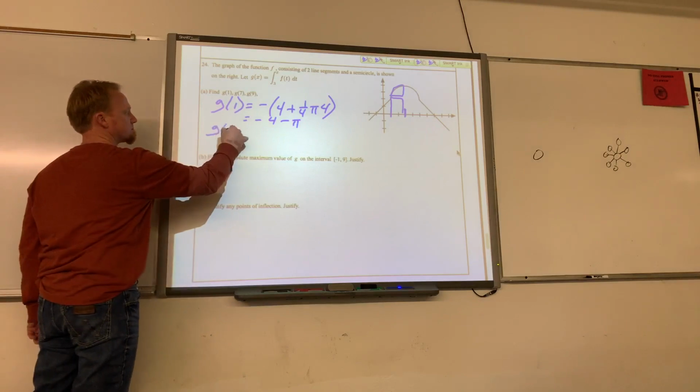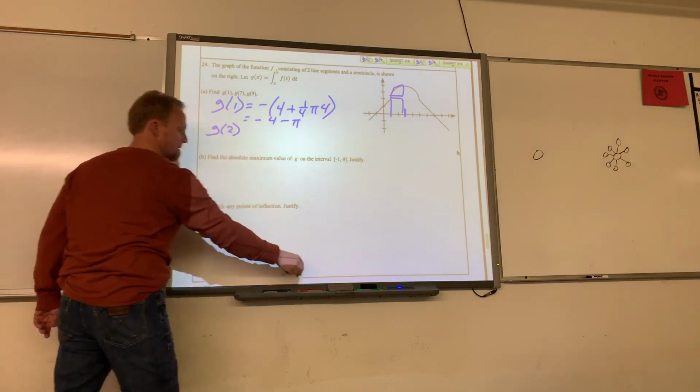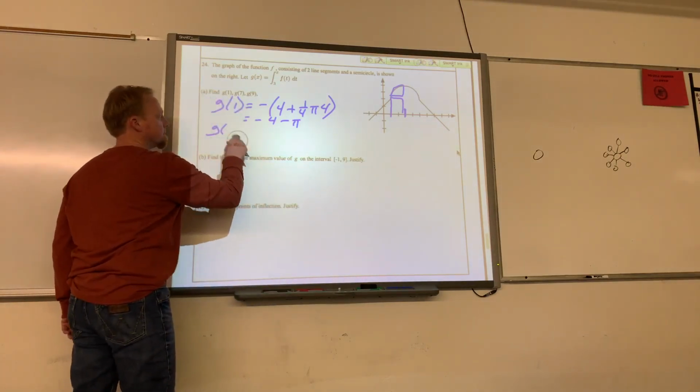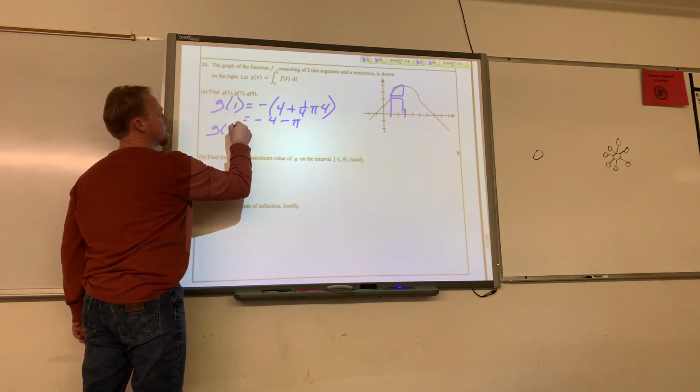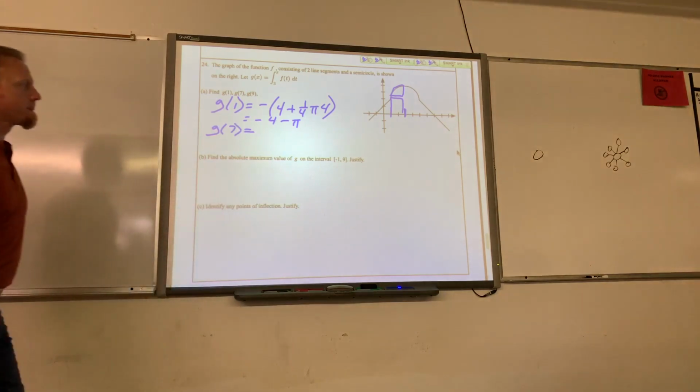Why couldn't you just get your answer and then put negative out in front of it? So what do you have? Negative pi plus 4. Make sure there are parentheses around the pi plus 4. If you don't have parentheses around it, it's wrong.